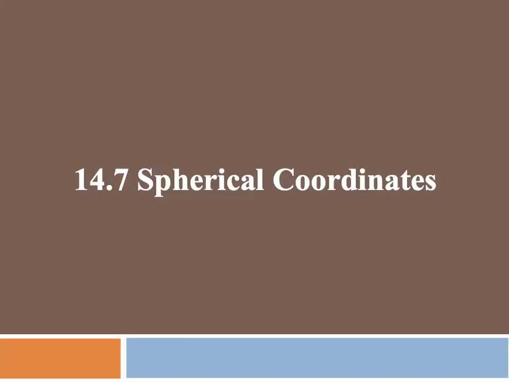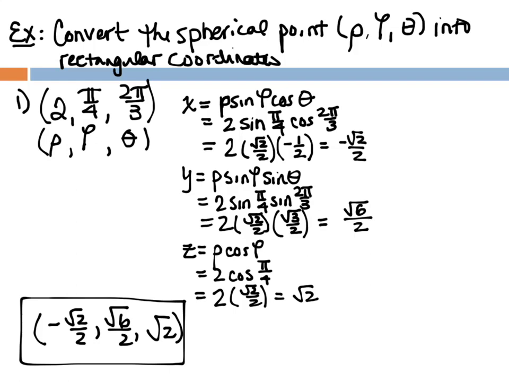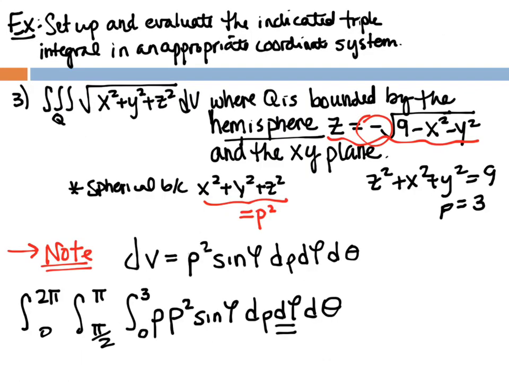I started section 14.7 in class today, and I'm going to finish things up with you on this video. So just to remind you of where we were, we were looking at this expression where we're supposed to set up and evaluate the indicated triple integral. We'd gotten to the point where we set up the integral, but we hadn't evaluated it yet. So that's where we're going to go from here. I'm going to copy this to the next slide, and we will evaluate this next.